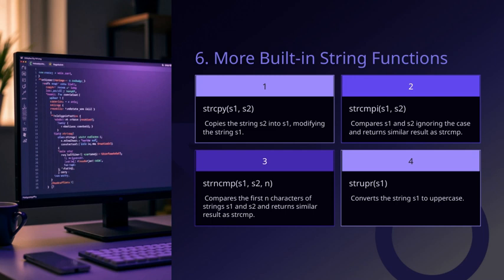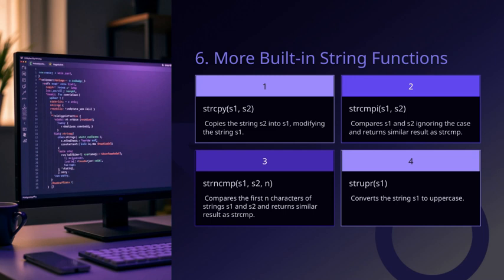Then there's strcmpi. This function compares two strings but ignores case differences, so uppercase and lowercase characters are treated as equal. This is particularly useful for case-insensitive comparisons, like user input validation where case shouldn't matter.